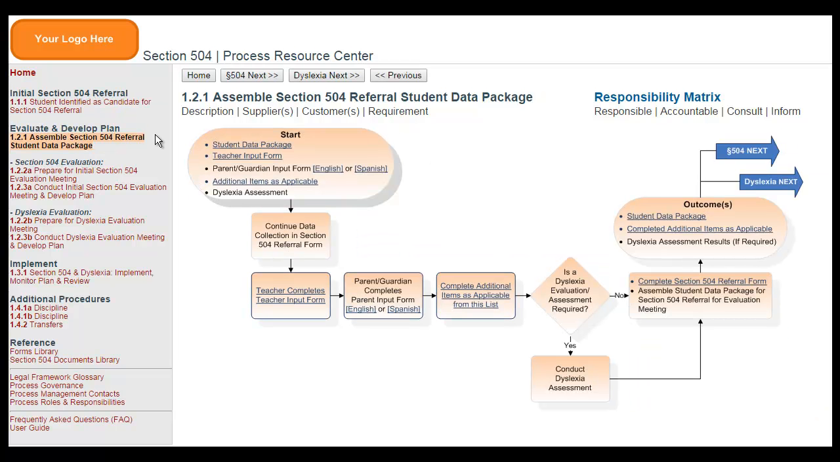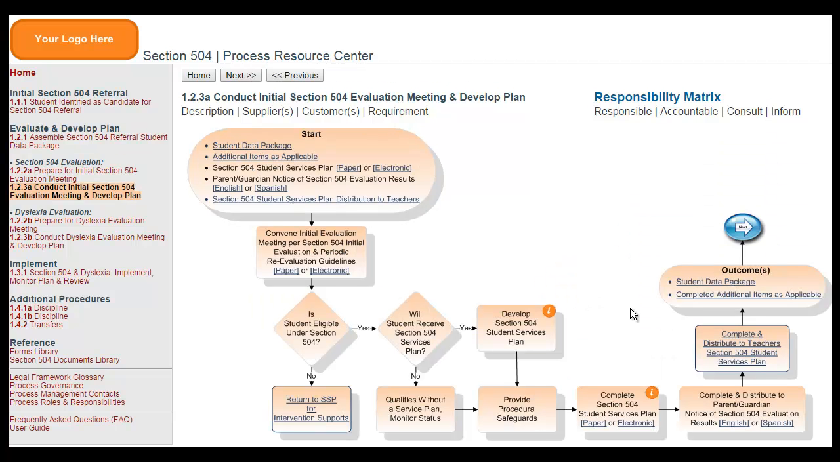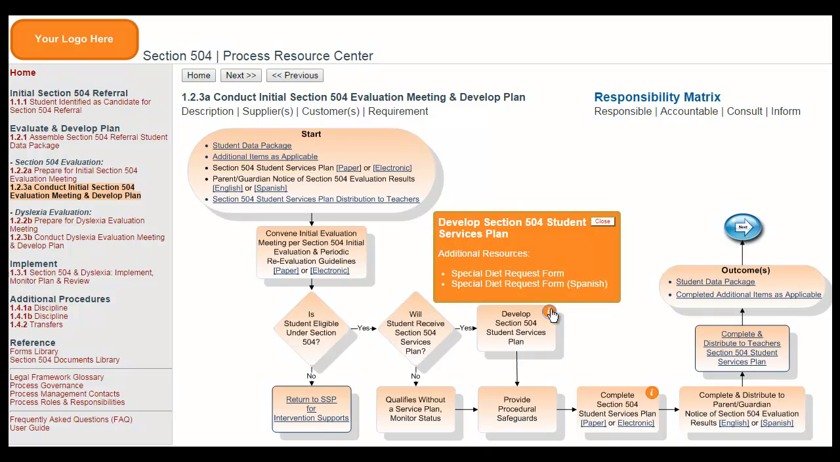Another feature of interest is embedded additional information buttons. There is one in step 1.2.3a, Conduct Initial Section 504 Evaluation Meeting and Develop Plan. Information buttons are small orange circles with a lowercase I in the middle. Clicking on or touching an information button opens a box with additional information for that specific task. Additional information boxes may also have links within them as well. In this case, the special diet request forms would be available when those items are clicked on or touched.